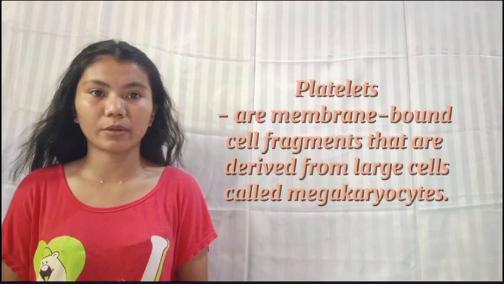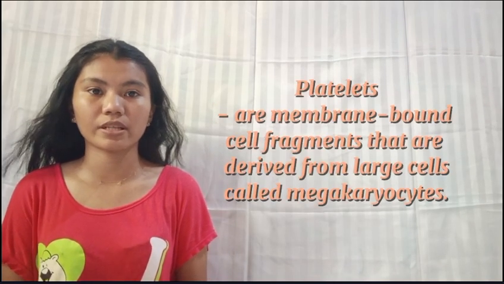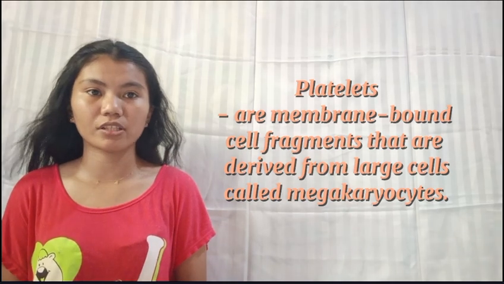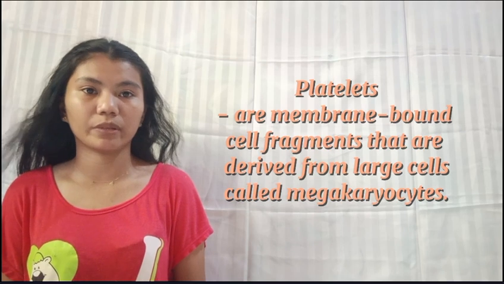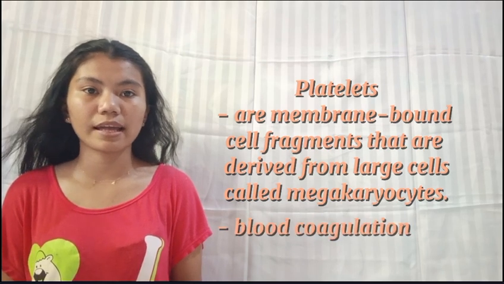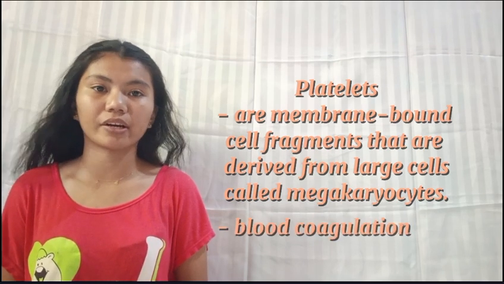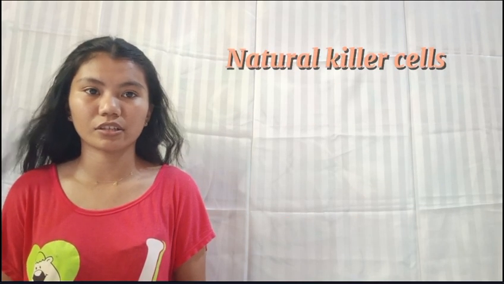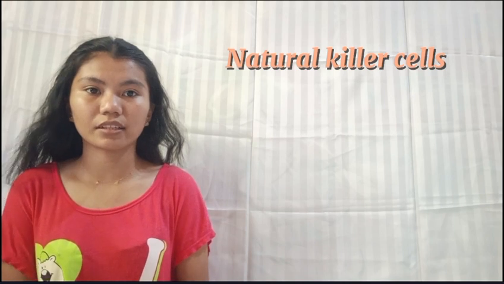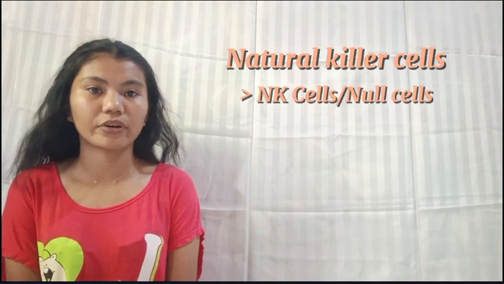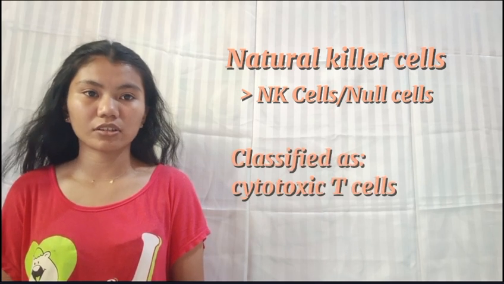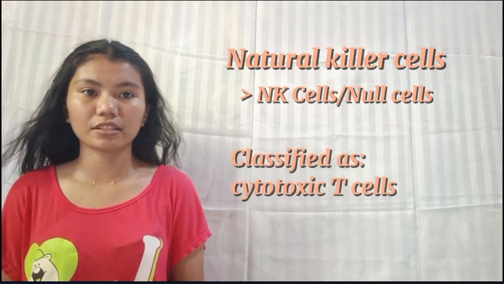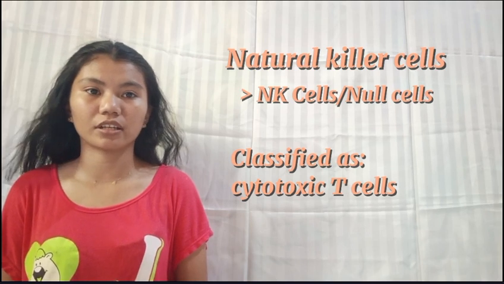The platelets are membrane-bound cell fragments that are derived from large cells called the megakaryocytes. They are involved in blood coagulation. However, they also secrete substances that play a role in inflammation. Natural killer cells are large granular lymphocytes that are also called the NK cells or the null cells. They were originally classified as cytotoxic T cells because they had the same manner of killing the target antigens.